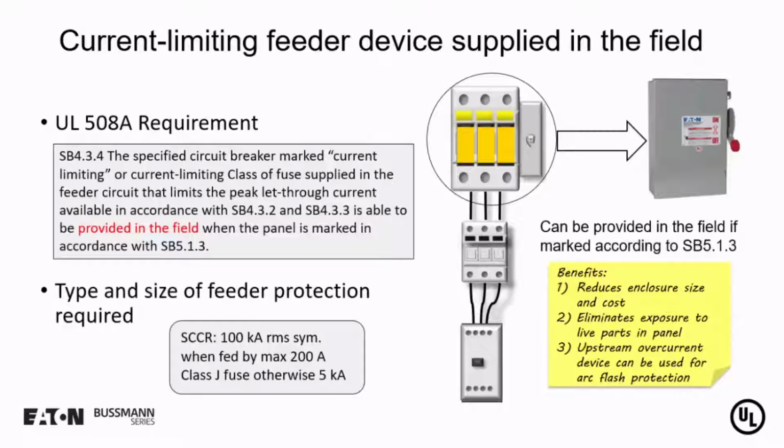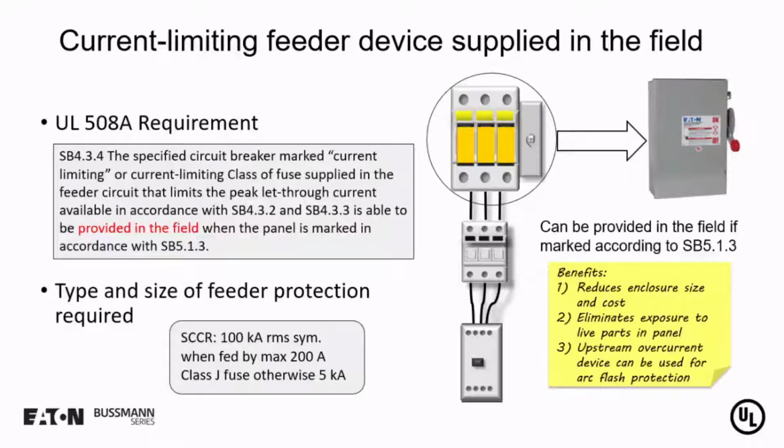I mentioned earlier that in some cases it's advantageous to have that current limiting overcurrent device be supplied in the field. And that's because we're going to need protection of the conductors coming to the industrial control panel. And oftentimes that overcurrent device that protects the conductors might also be able to provide the high Sccr for the industrial control panel. So what we show here is that current limiting overcurrent device, in this case a current limiting fuse perhaps, could be supplied upstream of the industrial control panel if it's properly marked.